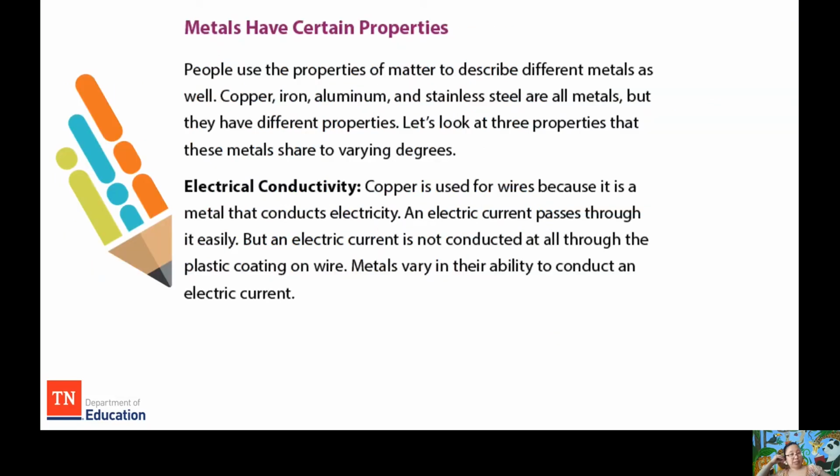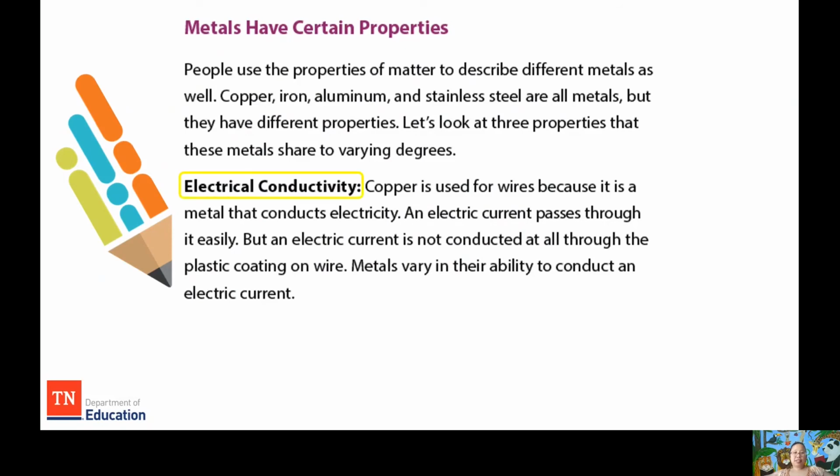Metals have certain properties. People use the properties of matter to describe different metals as well. Copper, iron, aluminum, and stainless steel are all metals, but they have different properties. Let's look at three properties that these metals share to varying degrees.